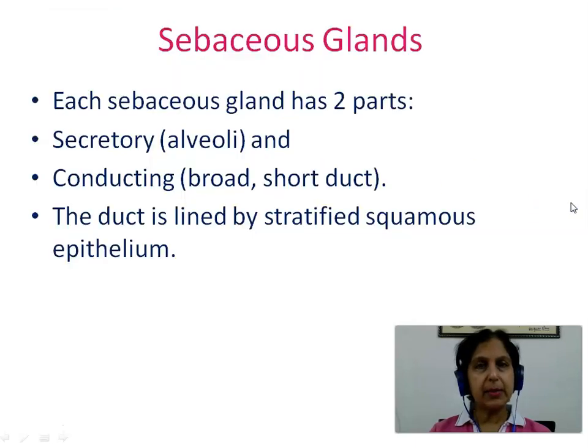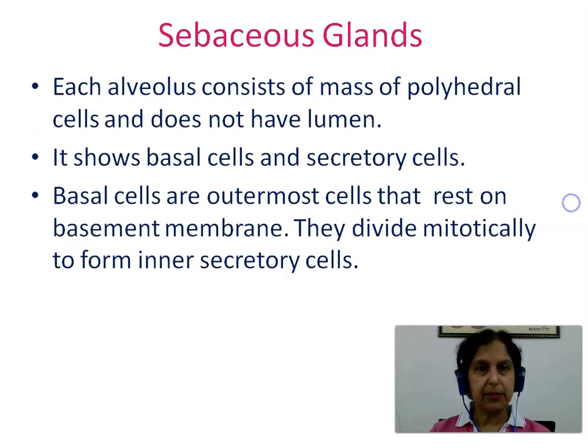Each sebaceous gland has two parts, secretory part, that is the alveoli, and the conducting part, which is a broad short duct. The duct is lined by stratified squamous epithelium. Each alveolus consists of mass of polyhedral cells and does not have a lumen. It shows two types of cells, basal cells and secretory cells. The basal cells are outermost cells that rest on the basement membrane. They divide mitotically to form the inner secretory cells.